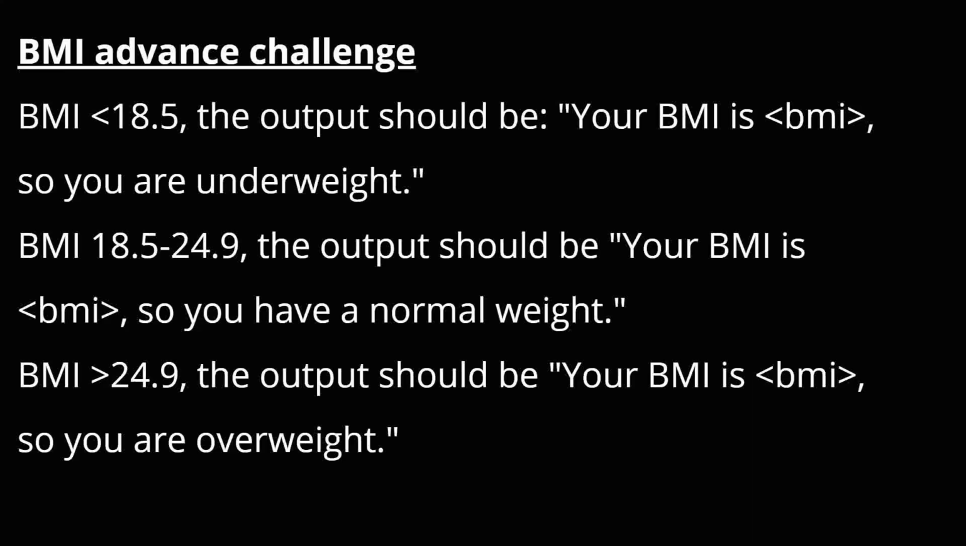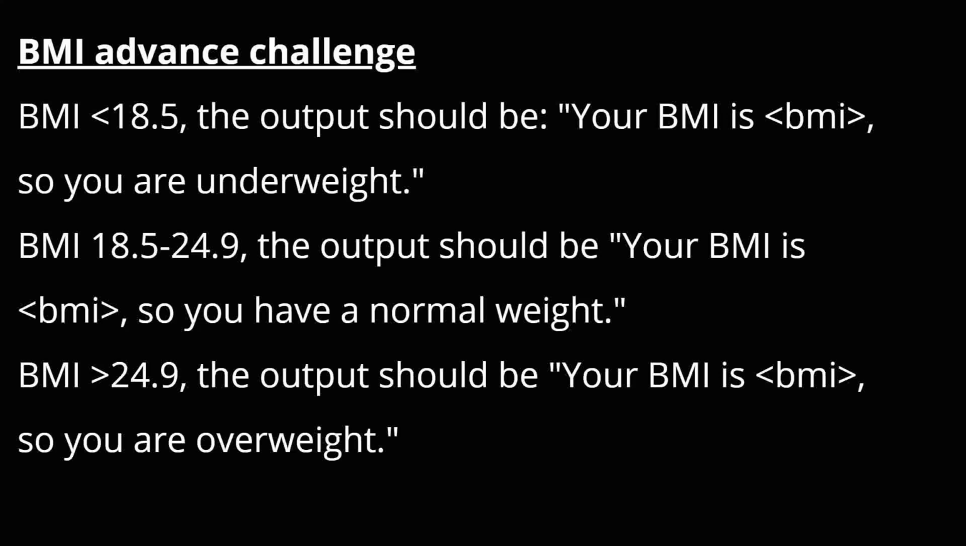Now, the BMI advanced challenge is the last challenge for this video, and it's going to be a bit difficult, and you will have to use all the concepts that we have done up till now. If the BMI is less than 18.5, then the output should be your BMI is whatever the BMI is, so you are underweight. If it's between 18.5 and 24.9, then the output should be your BMI is the value, so you have a normal weight. And if it's greater than 24.9, then the output should be your BMI is the value, so you are overweight.